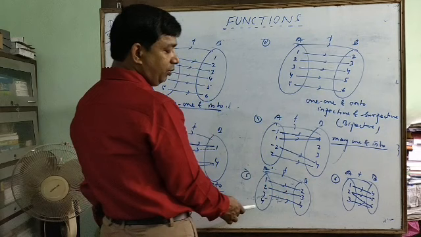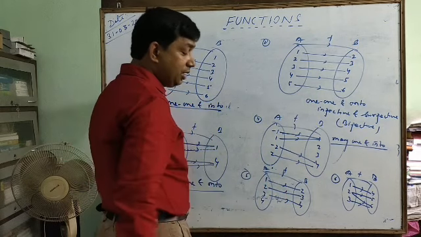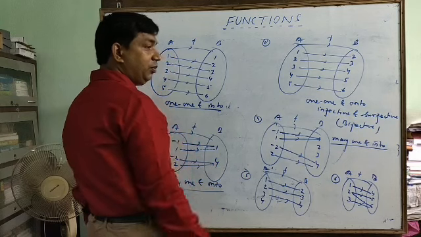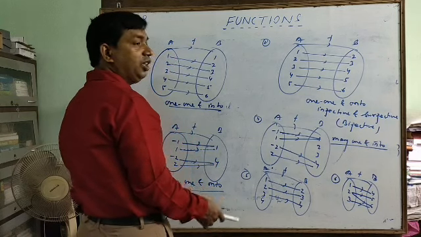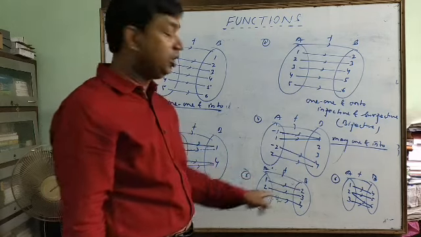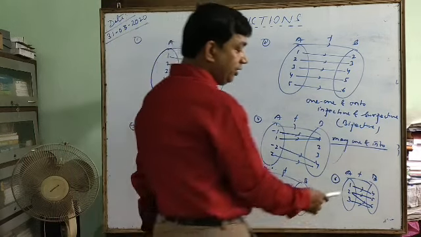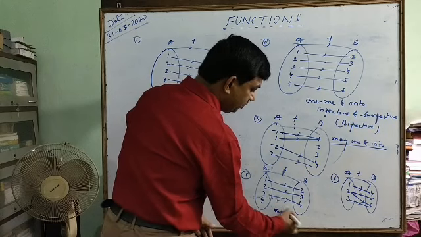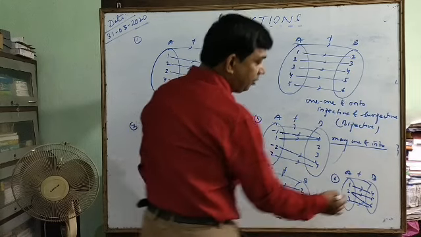This is not a function. Why? Because 4 has no image, 4 does not have any image. According to the definition of function, every input has some output, so 4 having no output, this is not a function. Now this is also not a function.